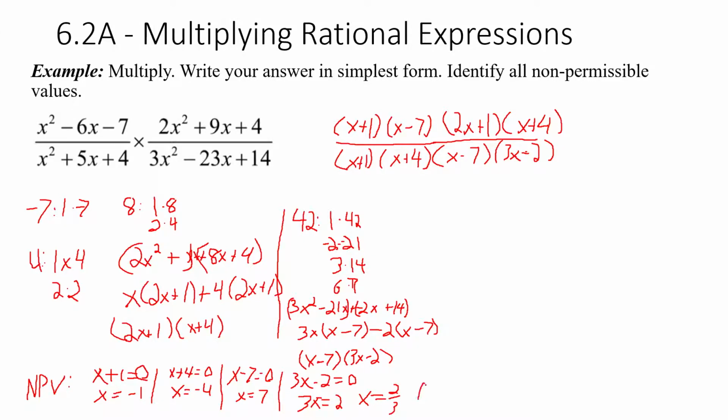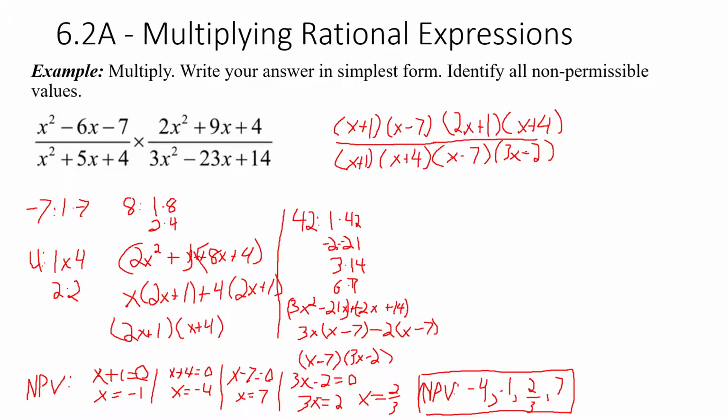So our non-permissible value list at this point, non-permissible values, in order from least to greatest, is -4, -1, 2/3, and 7. So there's all of our NPVs for this equation.